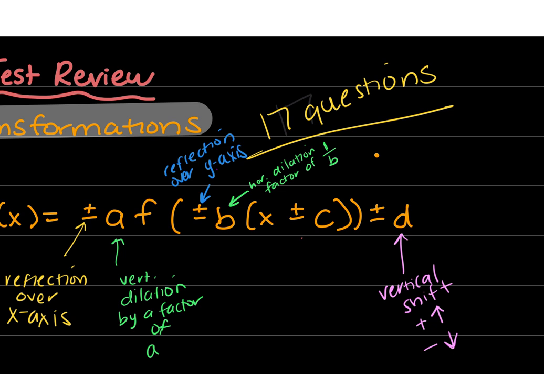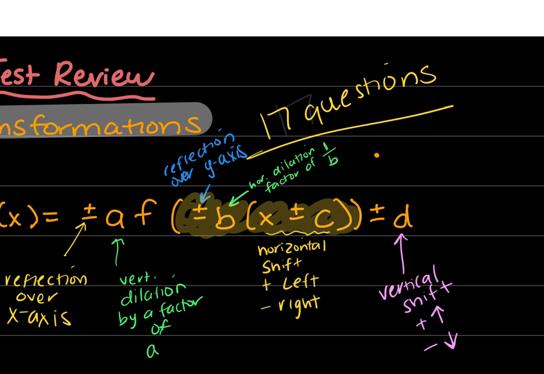And then inside the parentheses, a shift in here is what? Horizontal. If it's positive, it goes which direction? Positive goes left, negative goes right. And all the things inside affect the horizontal, which means it affects the domain.